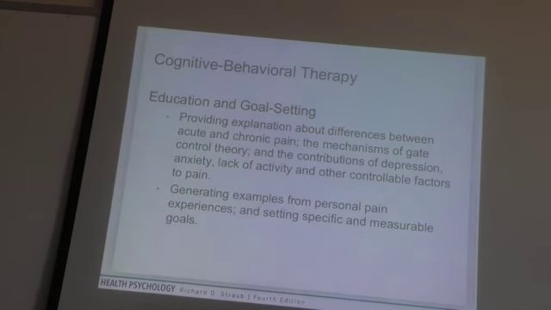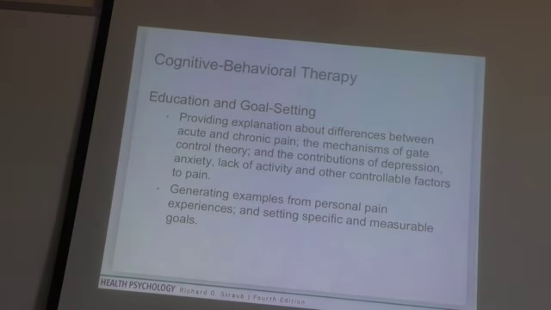Education and goal setting means providing an explanation of the differences between acute and chronic pain, the mechanisms of gate control theory, and the contributions of depression, anxiety, lack of activity, and other controllable factors to pain. Sometimes the more stimulation you can get to the area, the less intense the pain will be. So inactivity is often your enemy if you are in pain. You need to exercise more. You need to get out and do things. If you can pump blood into the area, it's going to be much better for you. If you have an injury, the more blood you can get to the area, the faster you'll recover and heal.